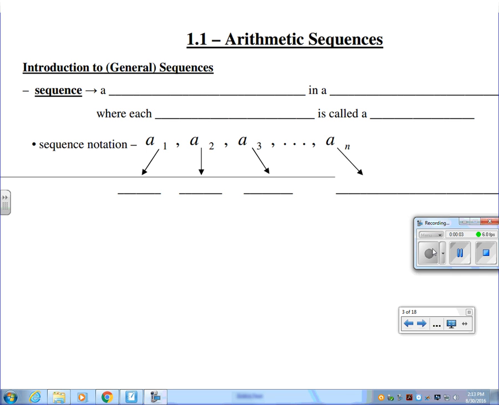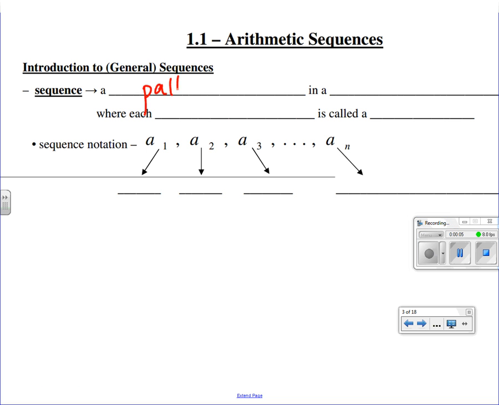A sequence is just a pattern. So this is an introduction to Unit 1, sequences and series. A sequence is just a pattern in a certain order where each part is called a term. You don't need to memorize that or anything. It's just an introduction. A sequence is a pattern in a certain order where each part is called a term.